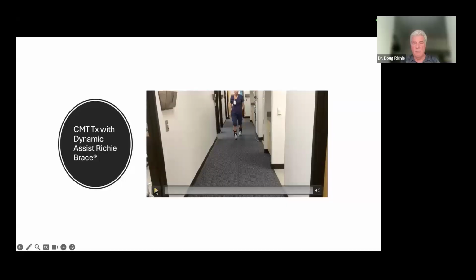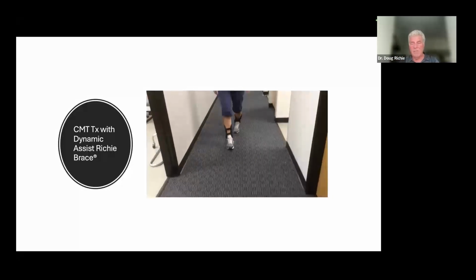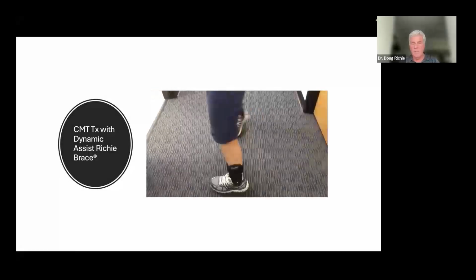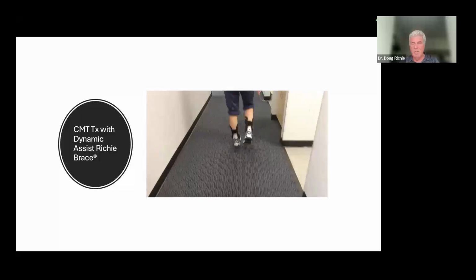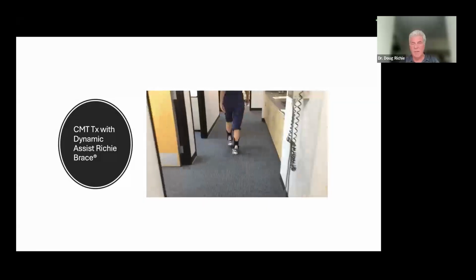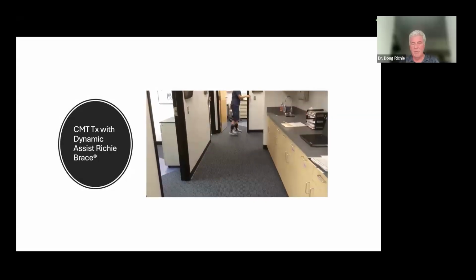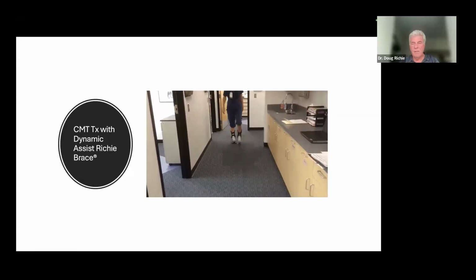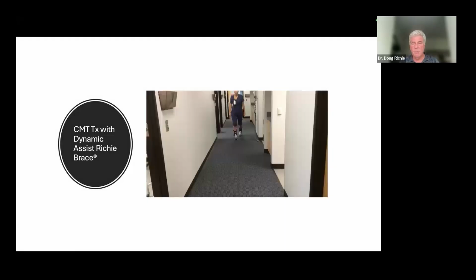So we used our Richie dynamic assist brace, which nicely controls the varus instability. A little bit of in-toeing left here. The patient is delighted because she's heel striking, she's not tripping and falling, and she's wearing very comfortable ankle-foot orthoses that fit nicely into her lace-up athletic shoes and allow full mobility.